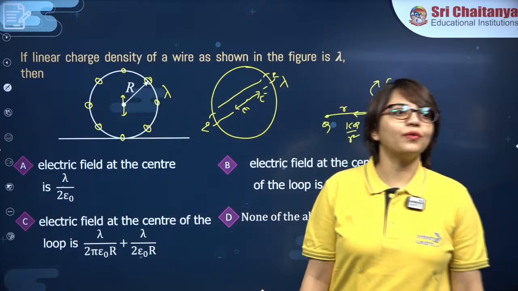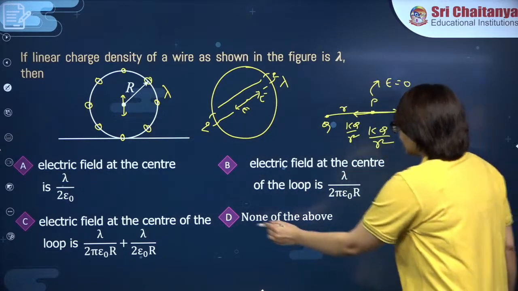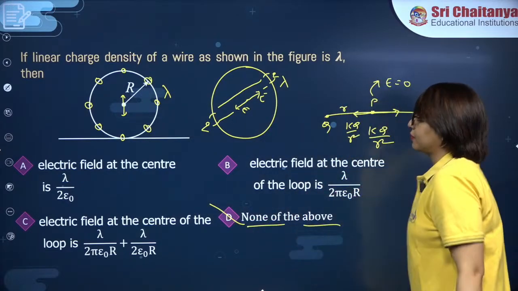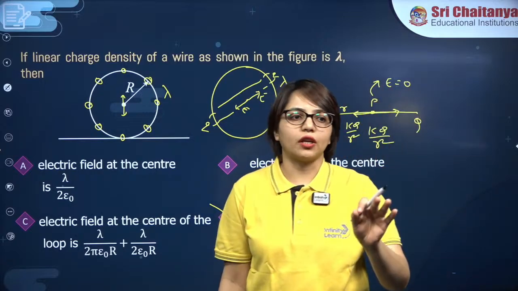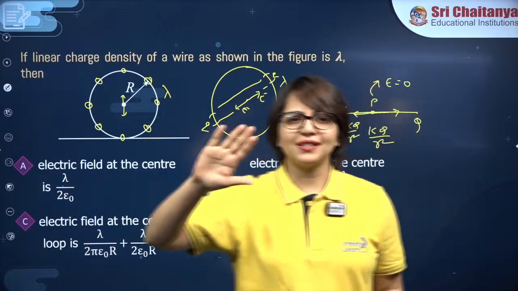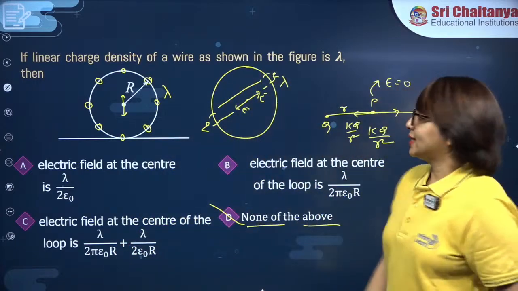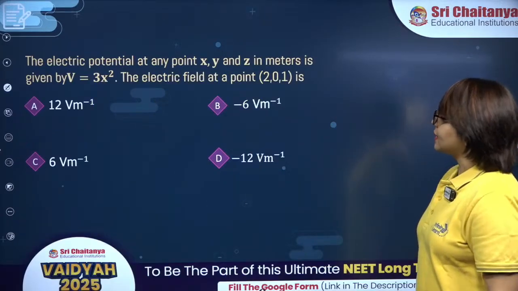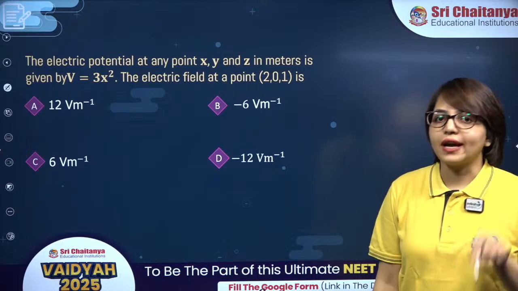0. Right? Well done. So the correct answer is option D, none of the above. This is a completely conceptual question. You might get scared by looking at the options, but there is no need to get scared. Okay? All right. Now next is this one, again from electrostatics.